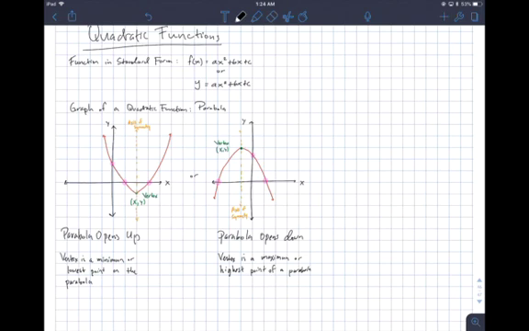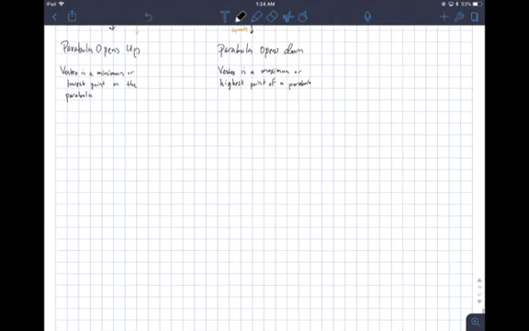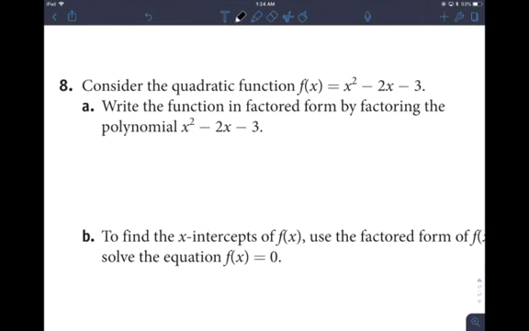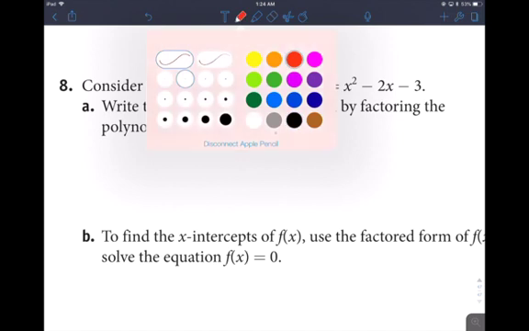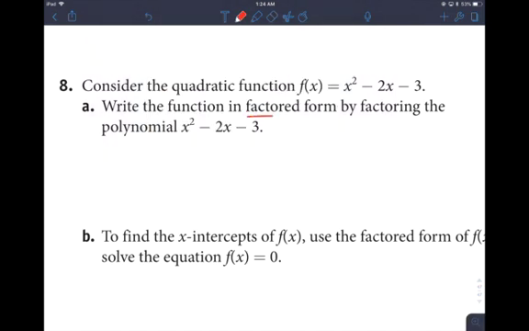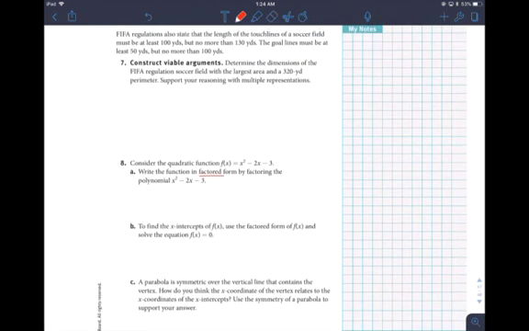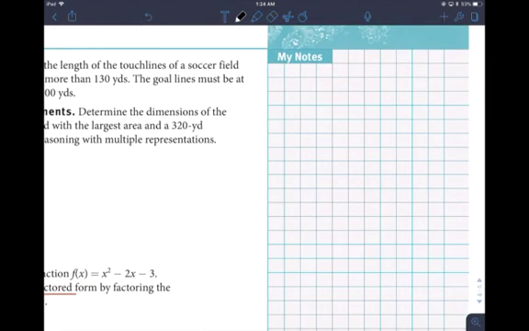What we're going to be looking at is something like this, where they give us a quadratic function and ask us to factor it. Factor the quadratic function. So what does that mean? Let's write this function down, and then we'll figure out what they're asking us to do.